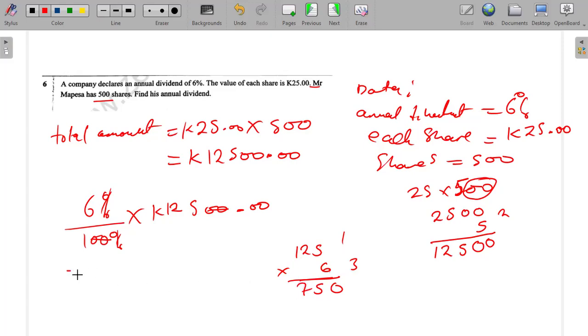So it means that the annual dividend for this Mr. Mapesa will be 750 kwacha. I even put the ngwes there, don't forget. So that is the annual dividend in this case. Okay, so we go to question number 7.